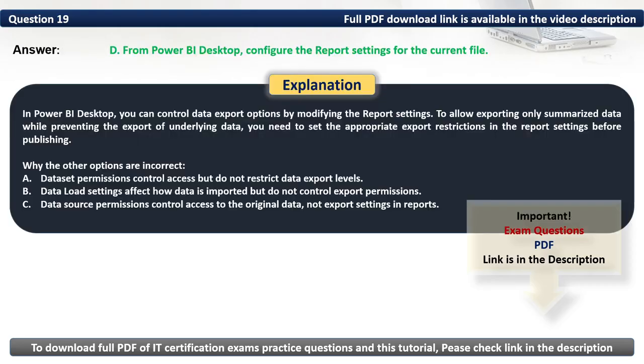In Power BI Desktop, you can control data export options by modifying the report settings to allow exporting only summarized data while preventing the export of underlying data. You need to set the appropriate export restrictions in the report settings before publishing.